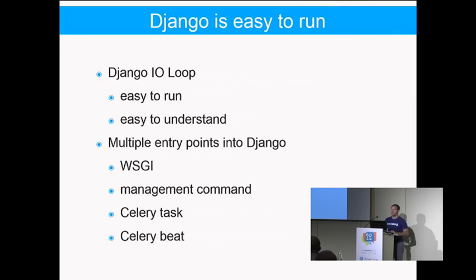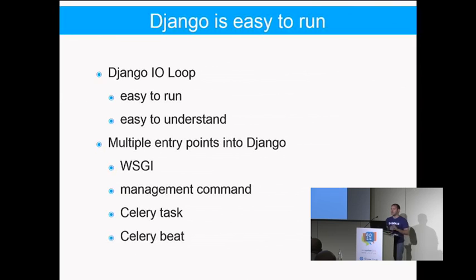Django also has been incredibly easy for us to run. It has an incredibly well understood I/O loop, which is to wait for a command or outsource the I/O loop itself to something else, like uWSGI. It has multiple entry points. WSGI can be run in Nginx directly, uWSGI, Apache mod_wsgi, Gunicorn, and a million other things.